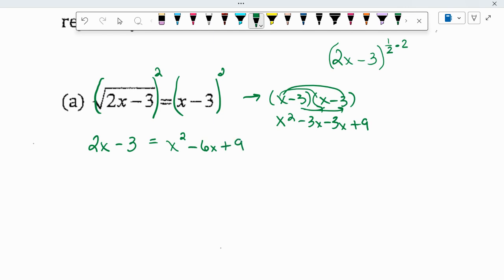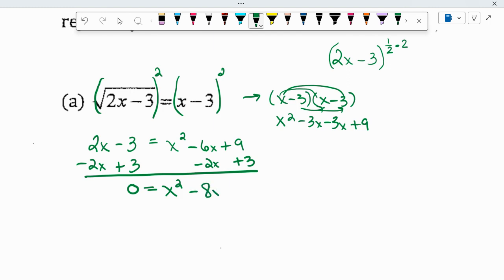How am I going to solve this? What do I need to do? Add 3 to both sides and subtract the 2x, because it's quadratic. So 0 equals x squared, minus 8x, plus 12. That's right.